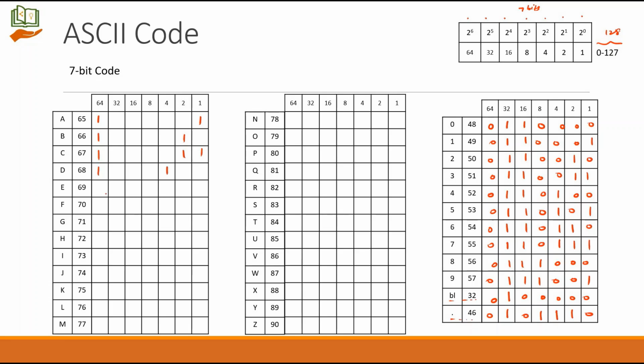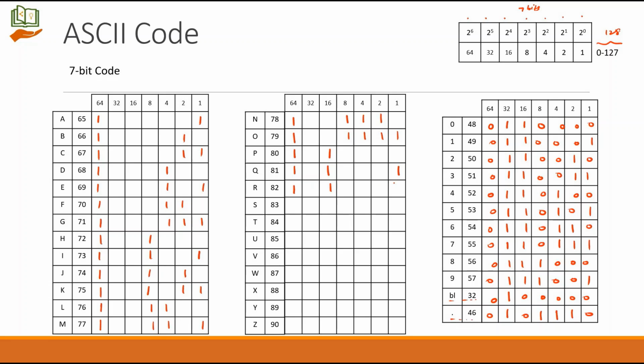64 and 4 is 68, 64 and 5 is 69, 64 and 6 is 70, 64 and 7 is 71, 64 and 8 is 72, 64 and 9 is 73, 64 and 10 is 74, 64 and 11 is 75, 64 and 12 is 76, 64 and 13 is 77, 64 and 14 is 78, 64 and 15 is 79, 64 and 16 is 80. For 81 we have a 1 here.